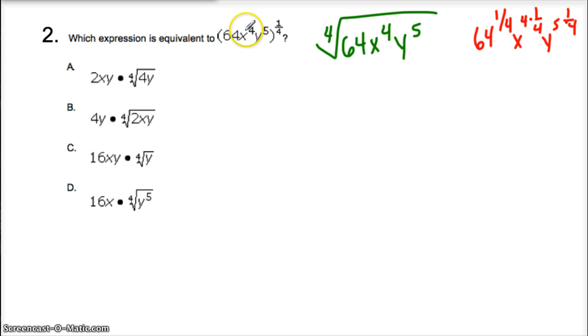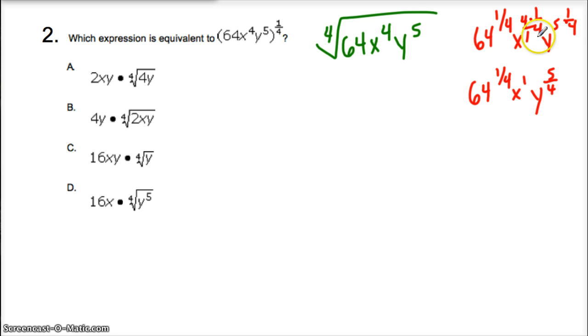Because remember, power to a power, if I have an exponent raised to an exponent, I can multiply those. And those become 64 to the 1/4. X to the 4 times a 4th would be 4 over 4, which goes to 1. And then y to the 5/4. So either way, it's going to give us the same answer. Notice none of those are the answers yet. We do still have to reduce.